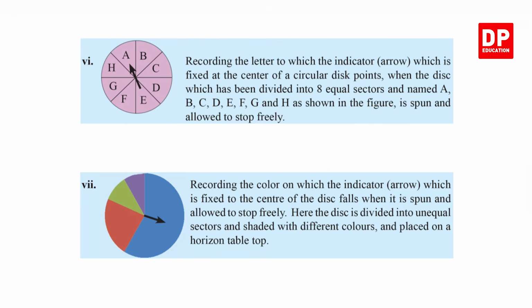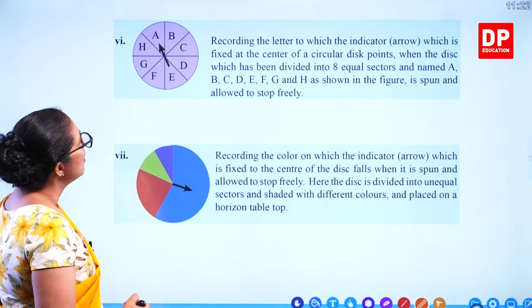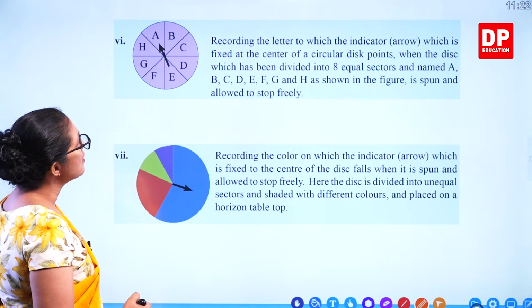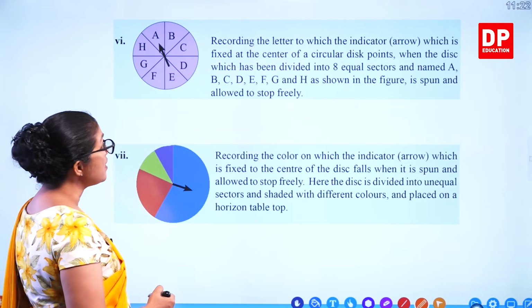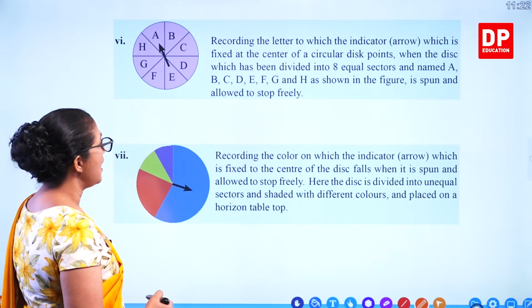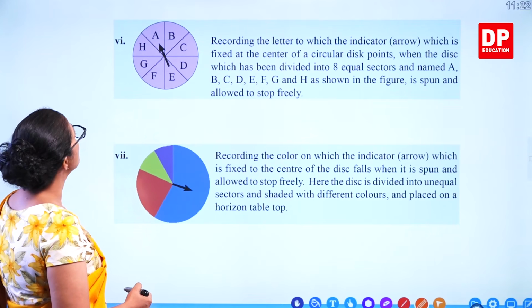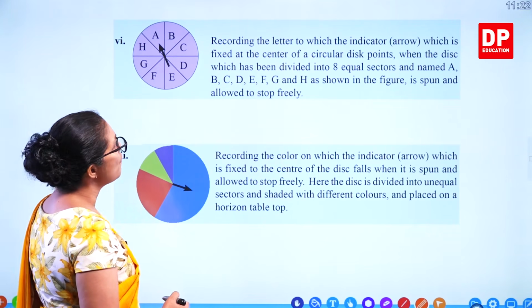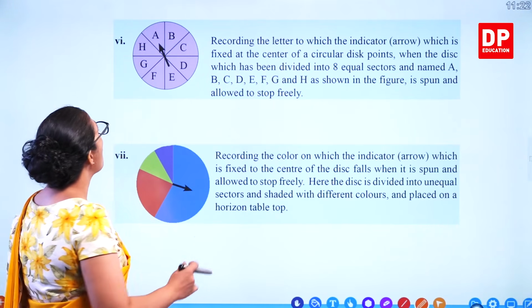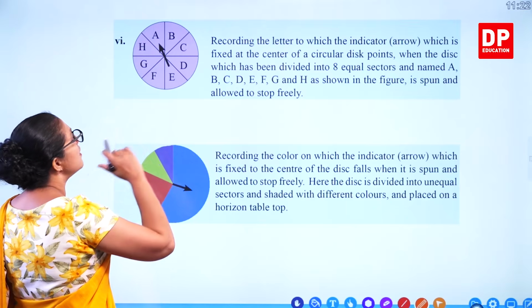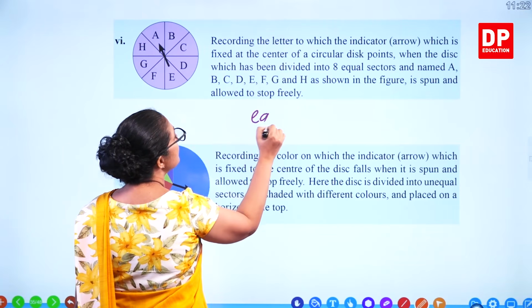Recording the letter to which the indicator, which is fixed at the center of a circular disc, points when the disc, which has been divided into 8 equal sectors and named A, B, C, D, E, F, G, H as shown in the figure, is spun and allowed to stop freely. So all sectors are equal, so equally likely.